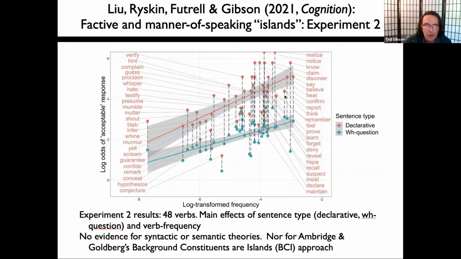These lines look like they're kind of going apart a bit. To the extent there is an interaction, it's actually in the opposite of the predicted direction by the syntactic and semantic theory. So it's totally not what's expected here. I think that's just noise.